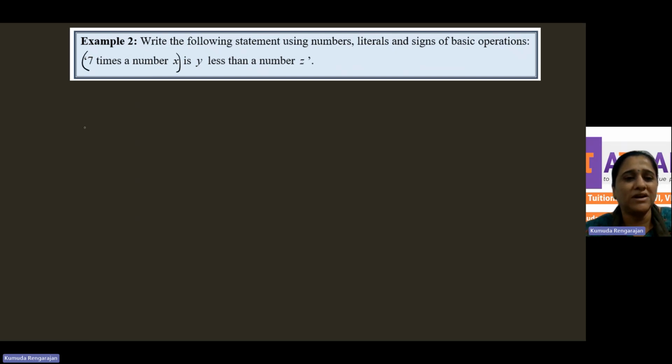So see, you'll have to break down the statement into pieces. 7 times x. What is 7 times x? 7 into x, 7x. Is means equal to. Then what is this one? Y less than z. Whatever comes after less than.